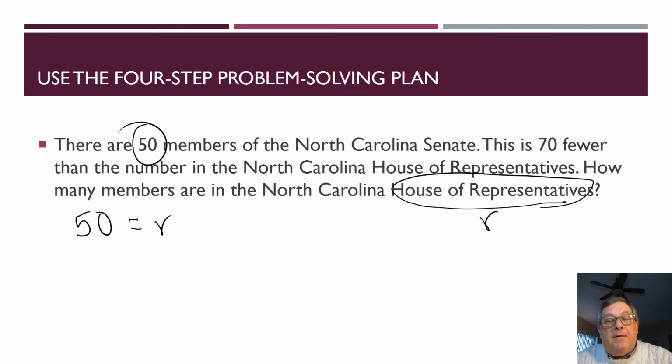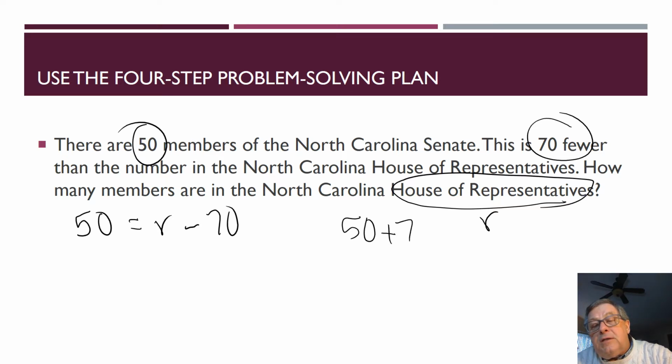And we're told that the number in the Senate is 70 fewer than the number in the House. So that would mean the number in the House of Representatives is 70 more. And I could write it like this: R minus 70 is going to equal the 50 members in the Senate. Another way I could write that is 50 plus 70 equals the number in the House. I could write it like that too, but we're going to stick with what we have right here. So there we go. We understand, we plan. Now we're going to solve.